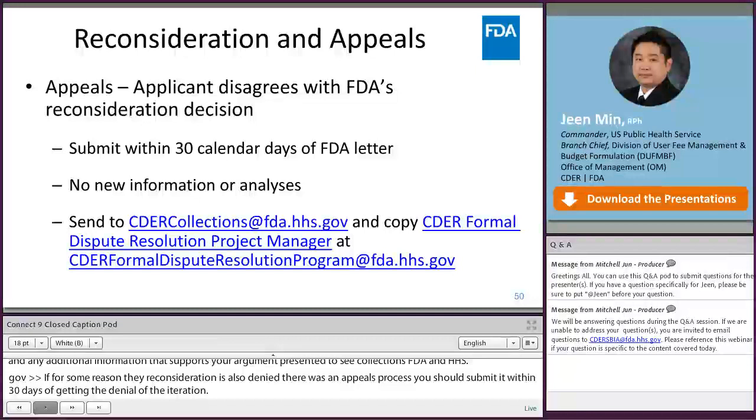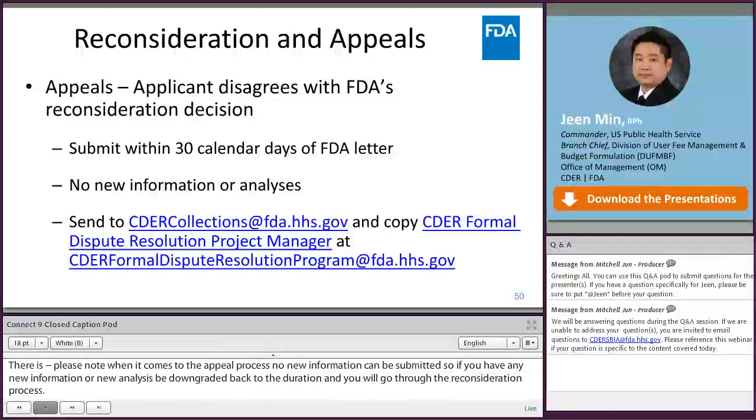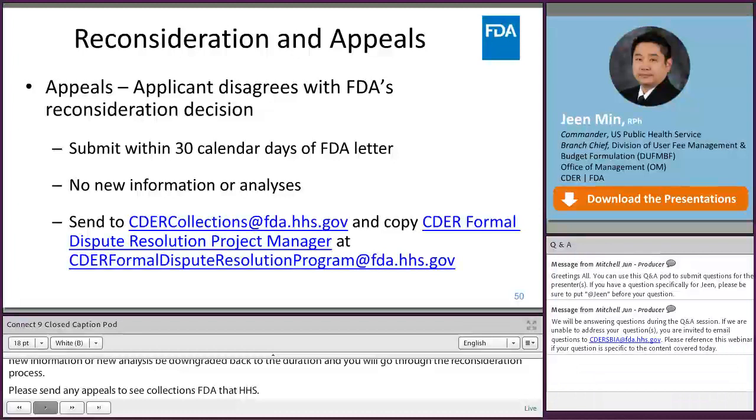Please send any appeals to cedarcollections@fda.hhs.gov and send a copy to the CDER Formal Dispute Resolution Project Manager at the CDER Formal Dispute Resolution Program at fda.hhs.gov.